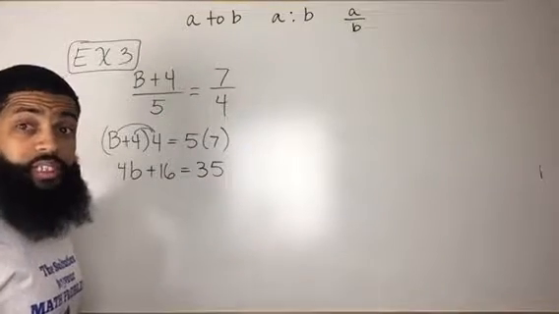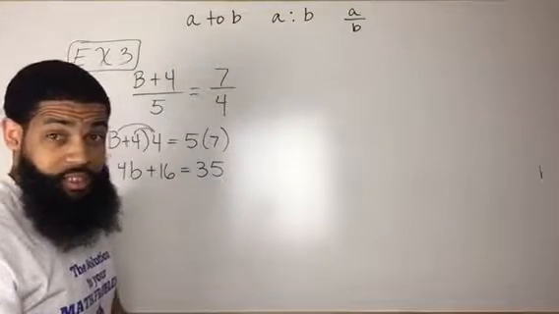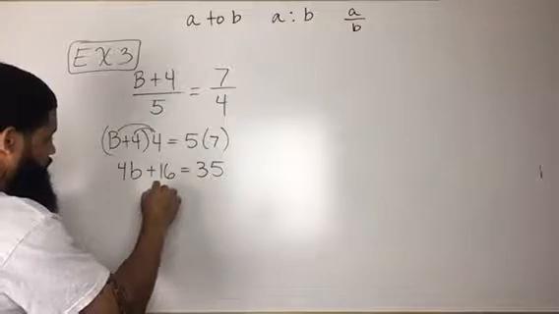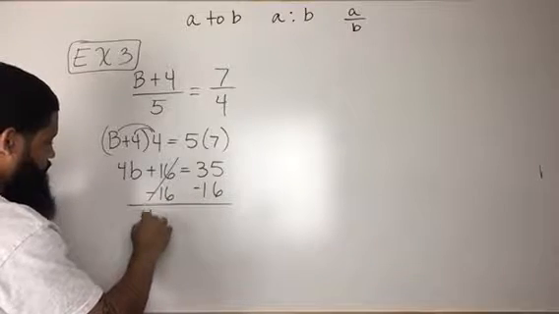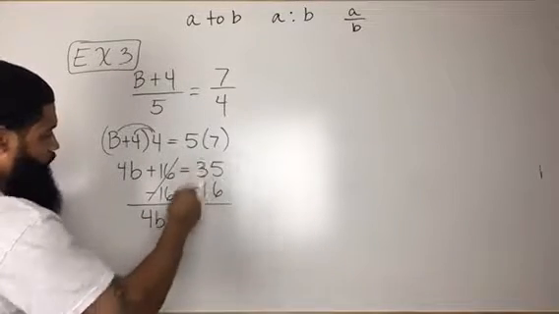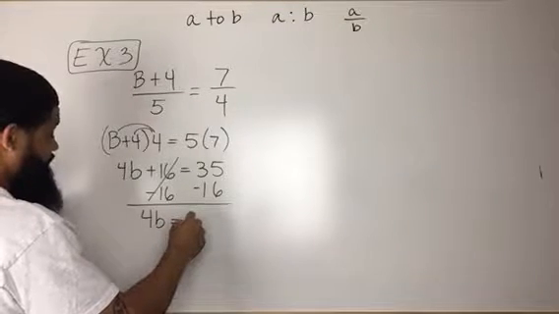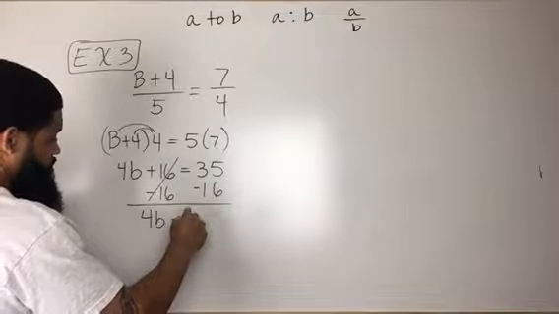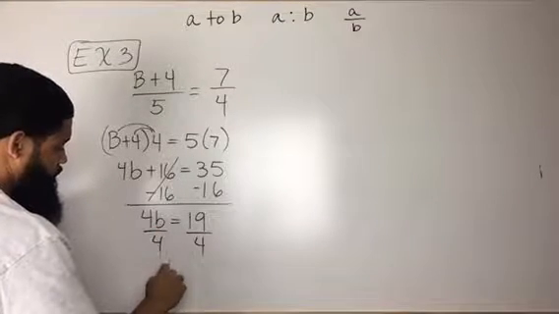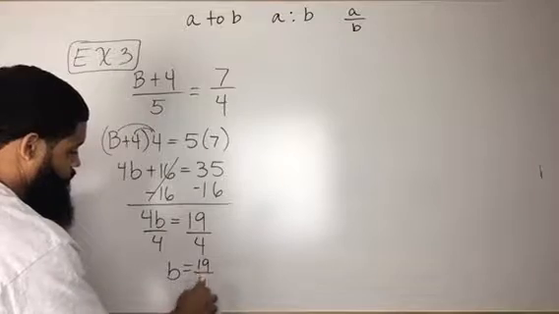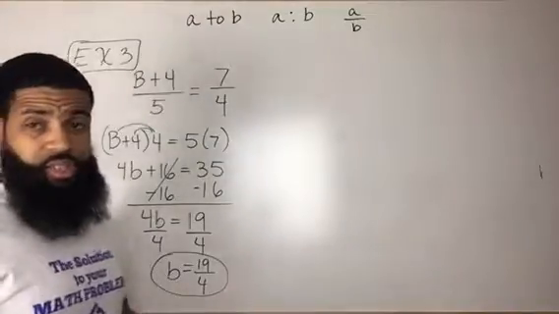Remember, our ultimate goal is to get the variable by itself. So I need to take this plus 16. The opposite of adding 16 to anything is subtracting 16. So I'm going to say minus 16 there. Those cancel. I bring down my 4b equals 35 minus 16, which is 19. Then divide by 4 on both sides. b equals 19 over 4. Okay, so same process, just a little bit different.